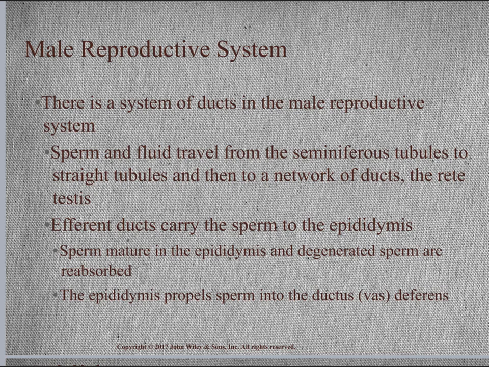Sperm is going to mature in the epididymis, and we're also going to degenerate sperm here and reabsorb them. So what's the function of the epididymis? It's going to allow for the maturation of sperm, and it's also a recycling plant. If that sperm is not ejaculated, there is a lifespan for sperm. It will be degenerated, it will be reabsorbed. If sperm is detected to be dysfunctional, some of these will be destroyed and reabsorbed as well. The epididymis will then propel sperm into the ductus deferens or the vas deferens.